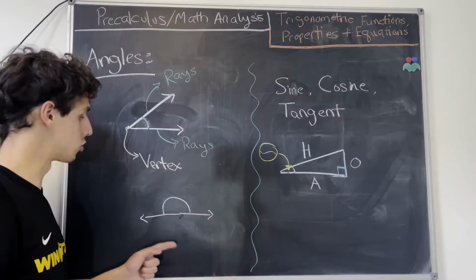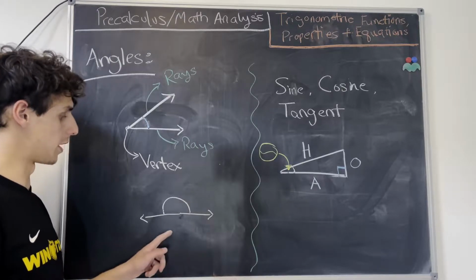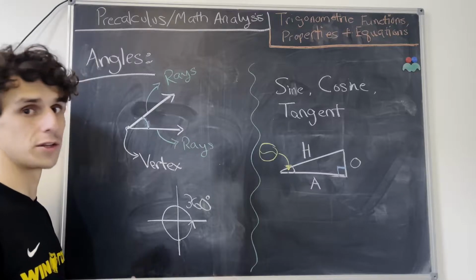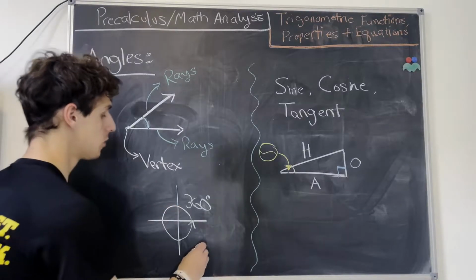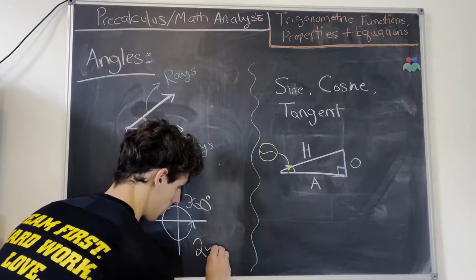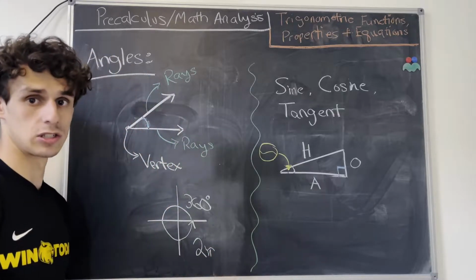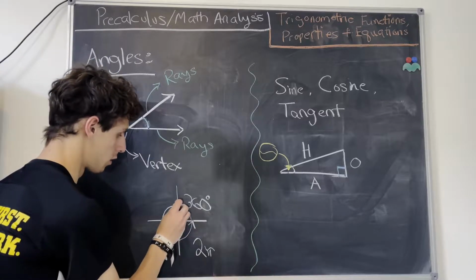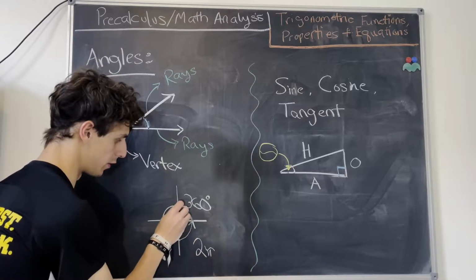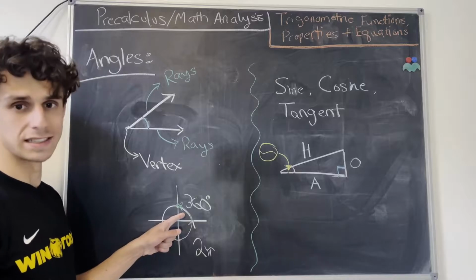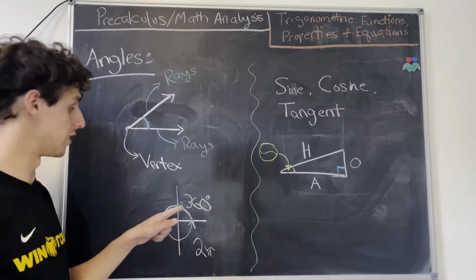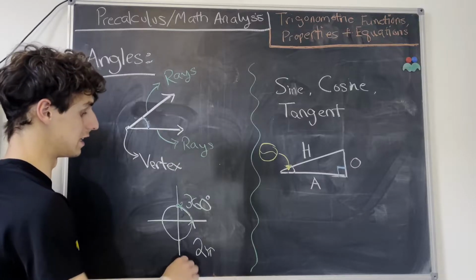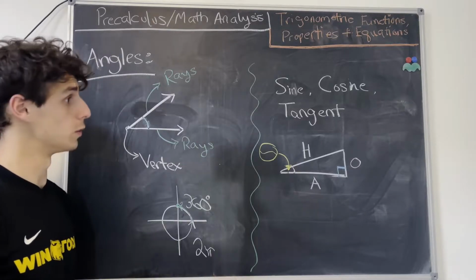So again, a circle has 360 degrees. I'm going to go ahead and put that up here. But another way we can describe angles is by using radians. One unit is degrees, the other unit is radians, and a circle has 2 pi radians. So if we go a fourth of the way around the circle to this point here, this angle is 90 degrees because that's 360 divided by 4, and it's pi over 2 radians because it is 2 pi over 4, which is pi over 2.